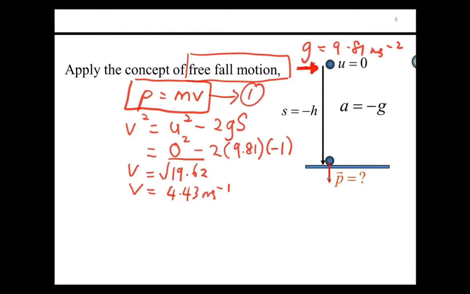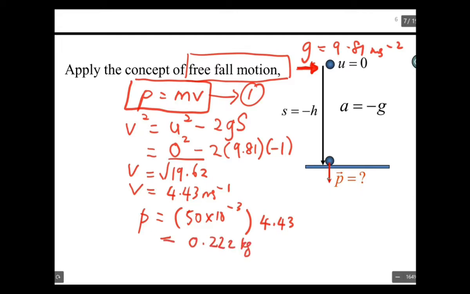Momentum is equal to mass times dengan velocity. So, momentum is equal to mass dia adalah 50 power of negative 3. Dia bagi 50 gram kan? Mesti convert dalam kg. Macam mana nak convert dalam kg? Bahagi 1000 darab dengan 4.43. So you get the answer is 0.222 kg m s^-1. Okay, direction is downward.